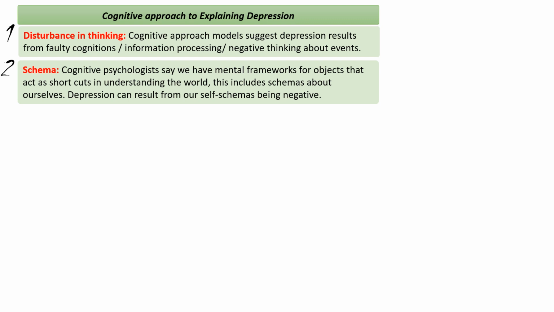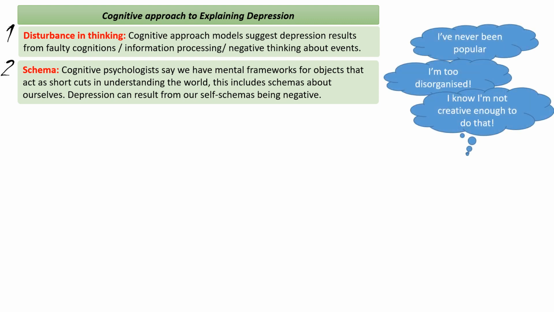Now, schemas also include schemas about ourselves. We have mental shortcuts in thinking about what our strengths and weaknesses are. Now, if we have inherently negative self-schemas, if we have negative ways of seeing ourselves, cognitive psychologists will suggest this will lead to depression. So some examples of negative self-schemas are, I've never been popular, or I'm just too disorganized, or I know I'm not creative enough to do that.